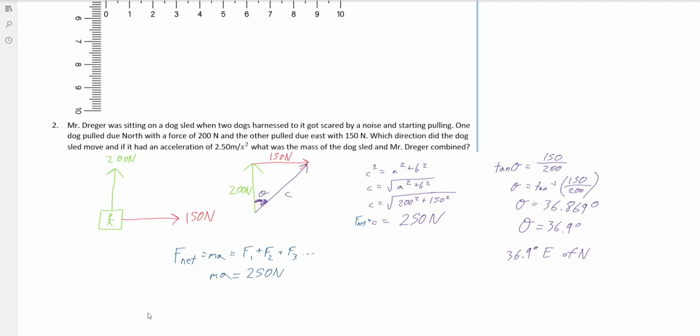Because we added all the forces together, that's this right-hand side, and that equals MA. Now we're also looking for the mass of the dog sled, assuming we have an acceleration, which we do. So we're going to divide by the acceleration on both sides, which is 2.50 meters per second squared. I don't think I did that on purpose when I made this question, but here it is. It's going to equal 100 kilograms, which I guess is reasonable, but it's probably a little bit light for a dog sled and me. Oh well.